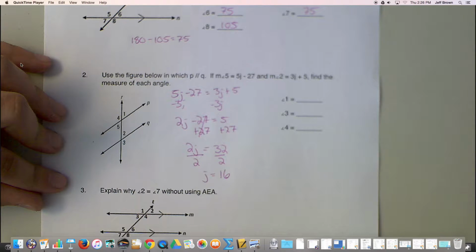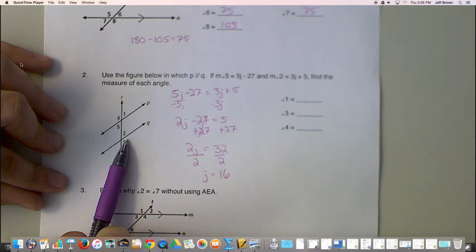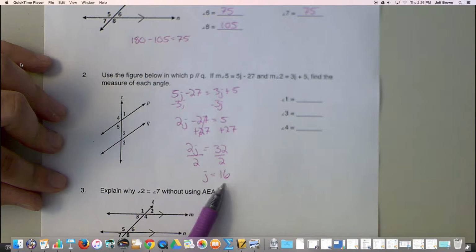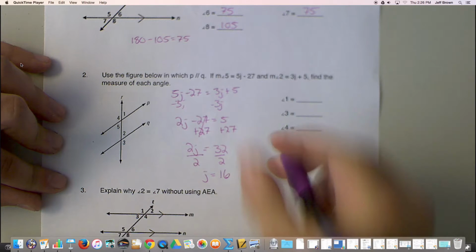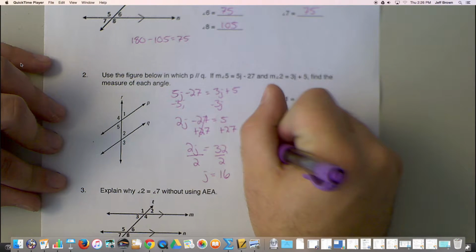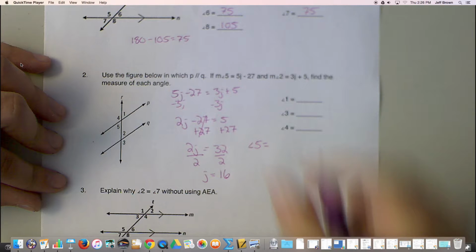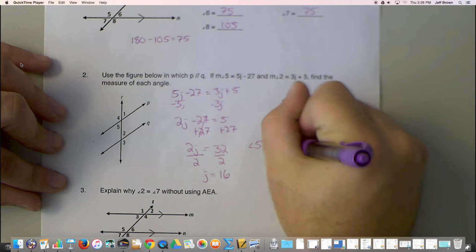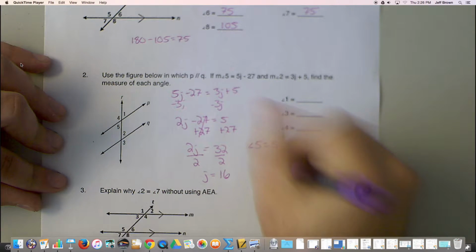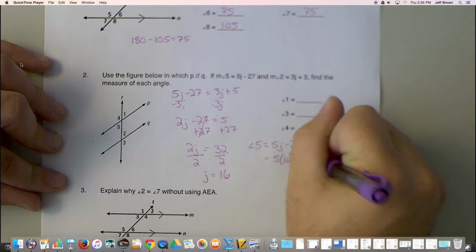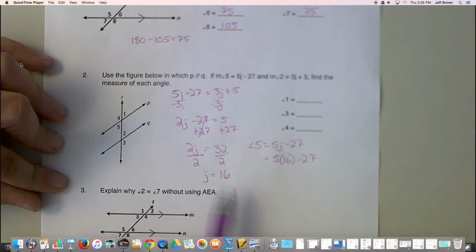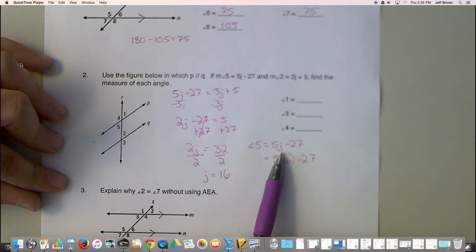So I found j. Now I can go ahead and find either angle 5 or angle 2 by subbing this j back into my expressions that they gave me at the top. So I'm going to go ahead and sub it back into angle 5. You could do it into angle 2, it really doesn't matter. So I have 5j minus 27 was my expression I was working with. So I'm going to take 5 and multiply it by 16 and subtract the 27. So I'm just plugging in my 16 for my j right here.